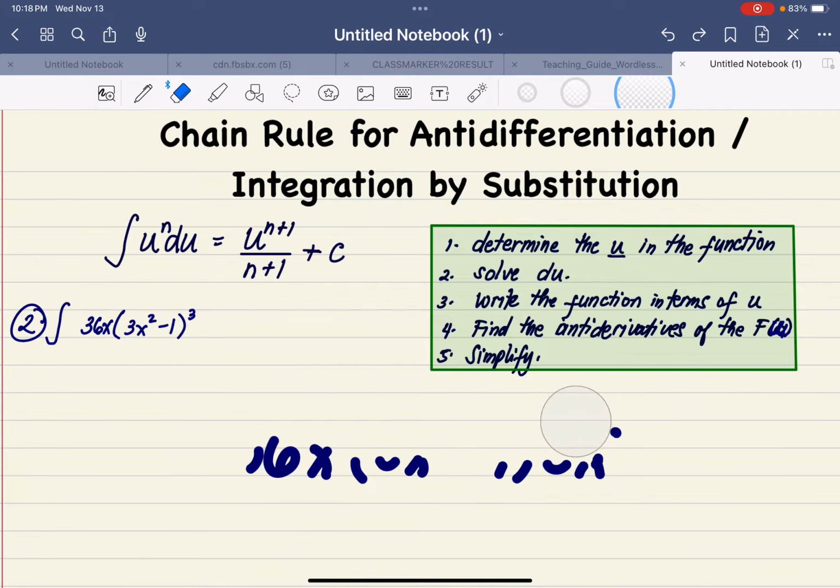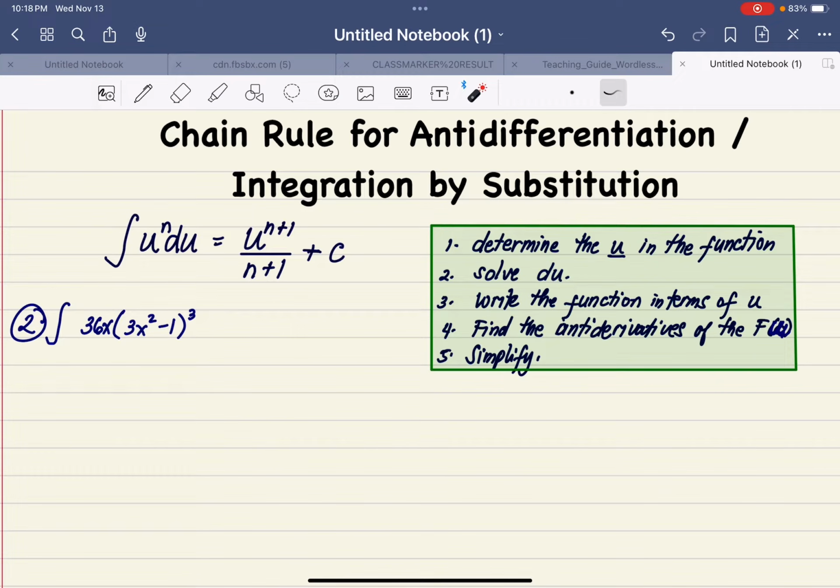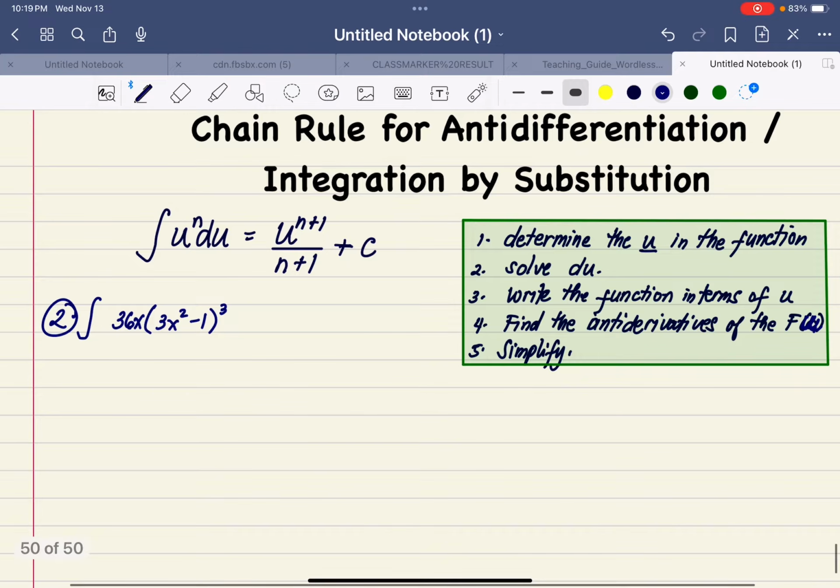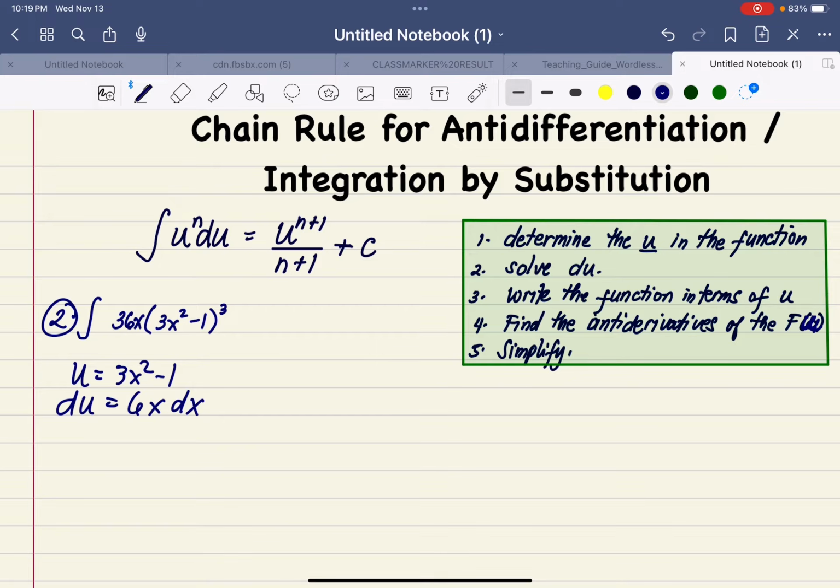Okay. First thing to do, determine what is u in the function. In this case, u is 3x squared minus 1. If that is the u, determine also or solve for du. The derivative of u is 6x with respect to x. Okay, sorry, this is dx.